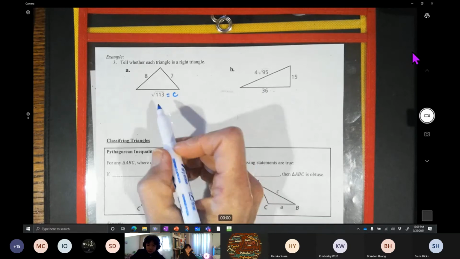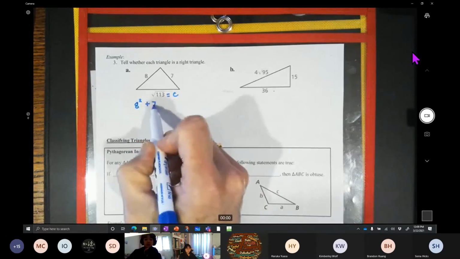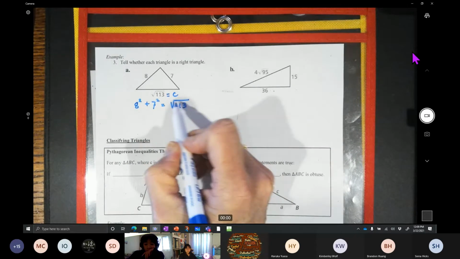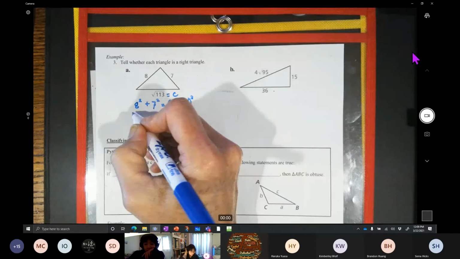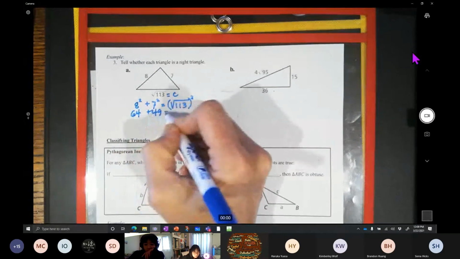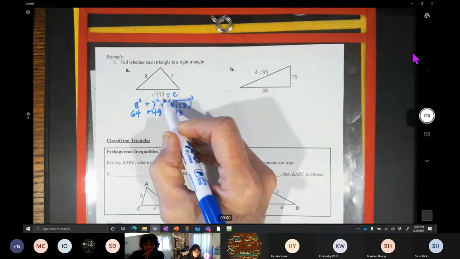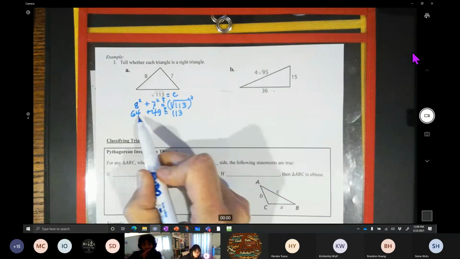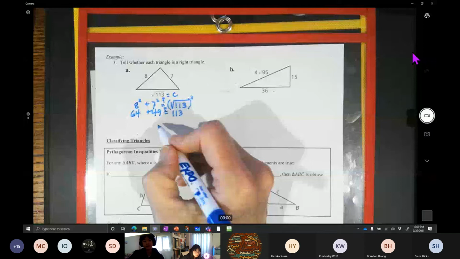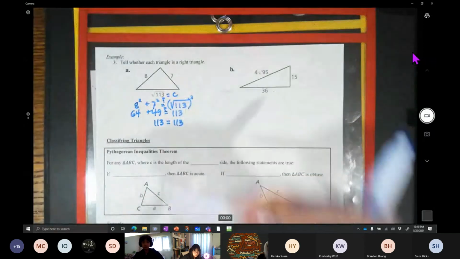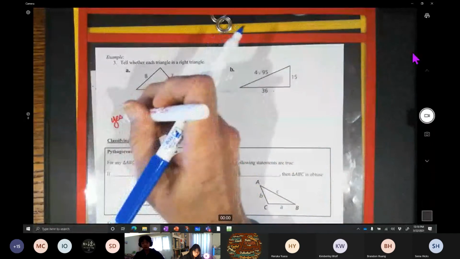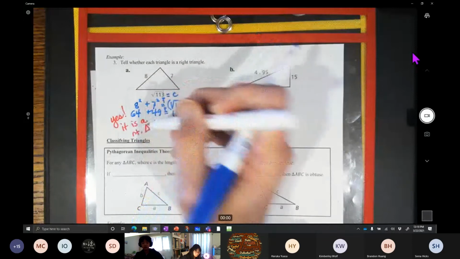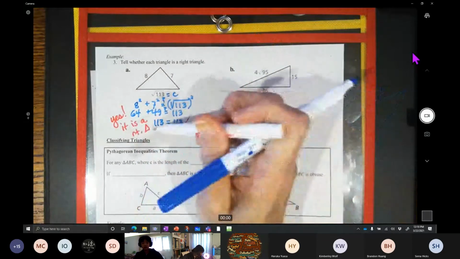All right, so I'm going to do 8 squared plus 7 squared equals the root of 113 squared. So I get 64 plus 49 equals 113. And what I'm doing is I'm checking this. Is this true? So that and that is 100. That and that is 13. So it is true that, yes, it is a right triangle right there because of that.